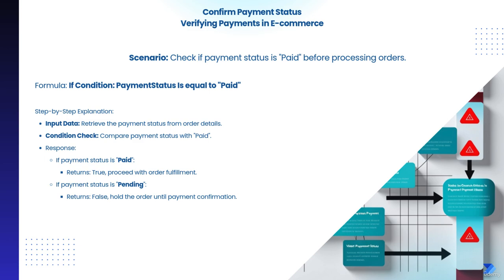Condition check. The flow checks if the payment status is equal to paid. Response: if the payment status is paid, the condition returns true. Proceed with order fulfillment. If the payment status is pending, the condition returns false. Hold the order until payment is confirmed.